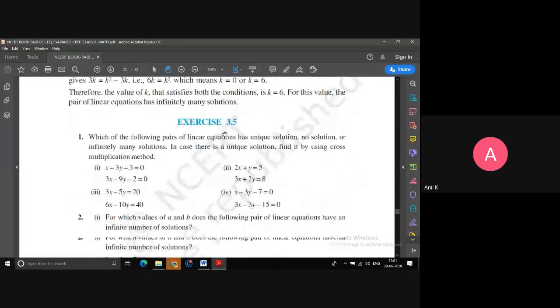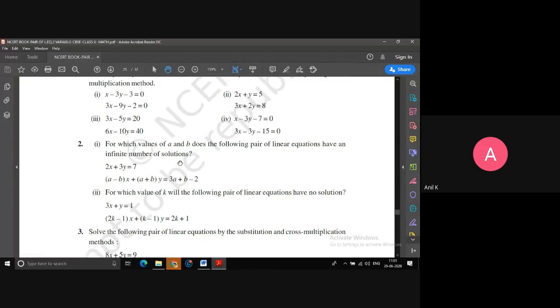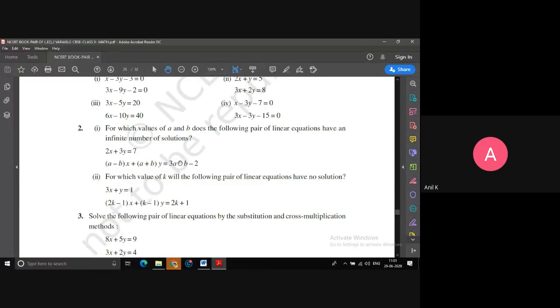3.5. This is in terms of A and B. The equation has infinite number of solutions, right? So for infinite number of solutions, the condition is A1 upon A2. So 2 upon A minus B equals 3 upon A plus B equals 7 upon this entire thing, which will become 3A plus B minus 2.